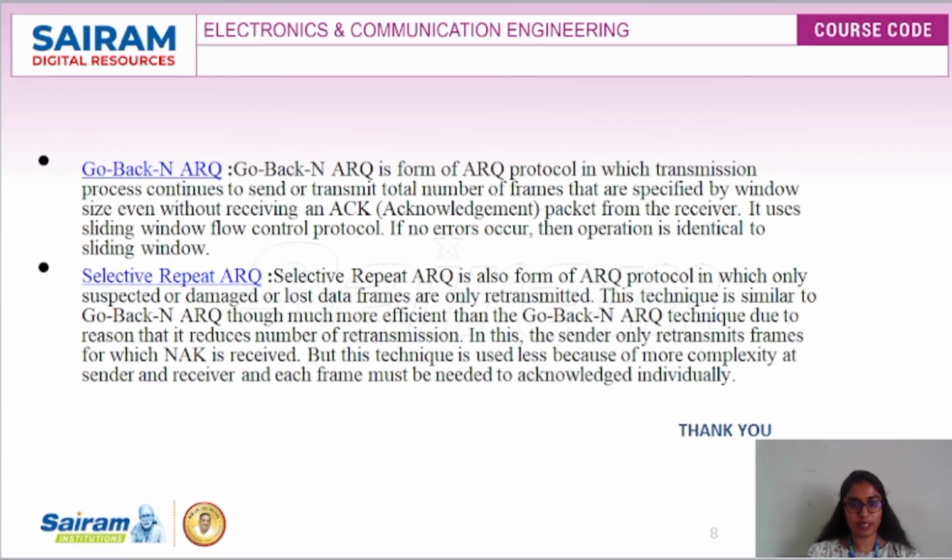Selective repeat ARQ is also a form of ARQ protocol in which only damaged or lost data frames are retransmitted. This technique is similar to go back N ARQ, though much more efficient than the go back N ARQ technique due to the reduced number of retransmissions. In this, the sender only transmits the frames for which a negative acknowledgement is received.